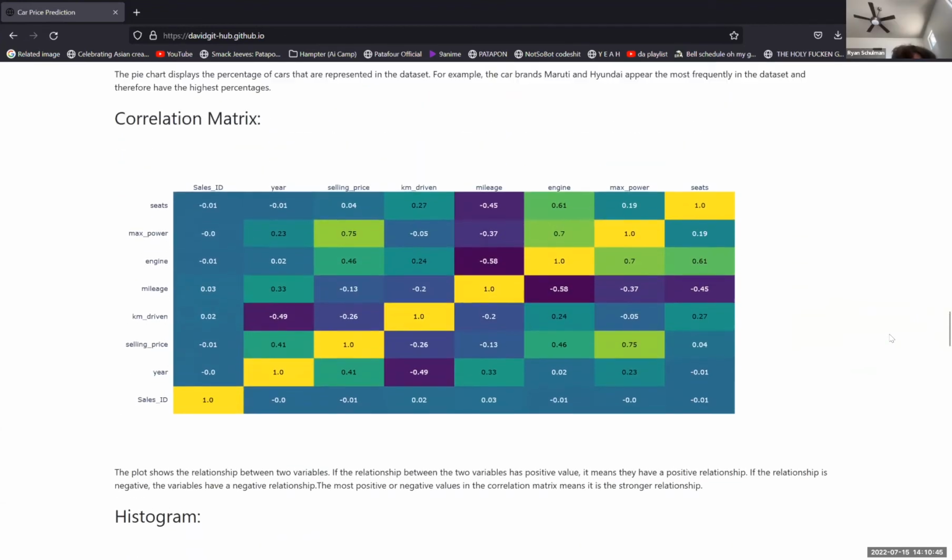The correlation matrix plot shows the relationship between two variables. If the relationship between the two variables has a positive value, it means they have a positive relationship. If the relationship is negative, the variables have a negative relationship. The most positive or negative values in the correlation matrix mean it's a stronger relationship.